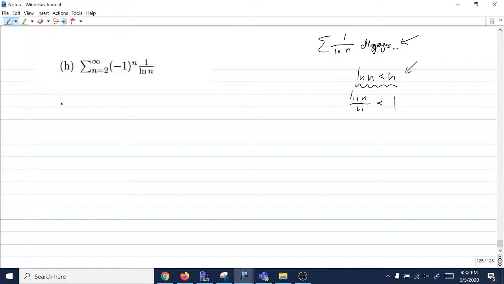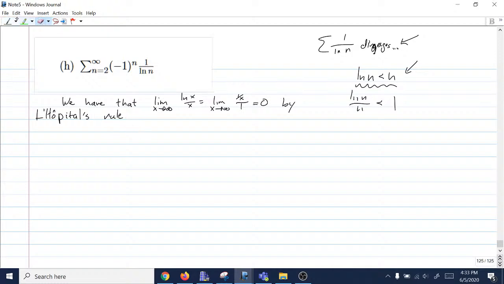We have that the limit as x goes to infinity of natural log x over x is the limit as x goes to infinity of 1 over x over 1, which equals 0 by L'Hopital's rule. I like specifying the infinity over infinity version.